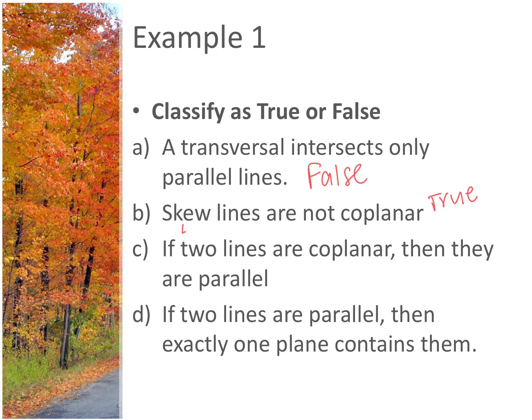So skew, just so you know, means not intersecting. And looking at the next example, I'll show you skew. If 2 lines are coplanar, so think about this one. What does coplanar mean? If 2 lines are on the same plane, then they are parallel. False. Are they always parallel? No, so this is false.